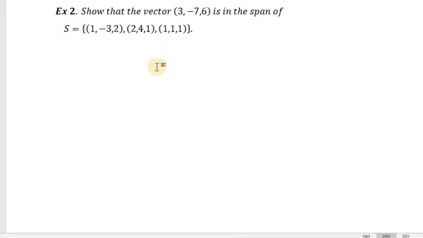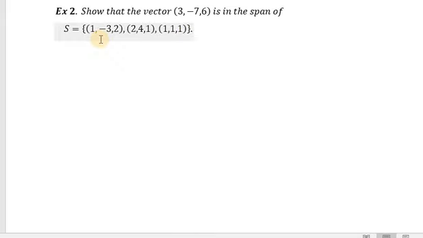Example 2. Show that the vector (3, minus 7, 6) is in the span of S, where S is equal to the vectors (1, minus 3, 2), (2, 4, 1) and (1, 1, 1).